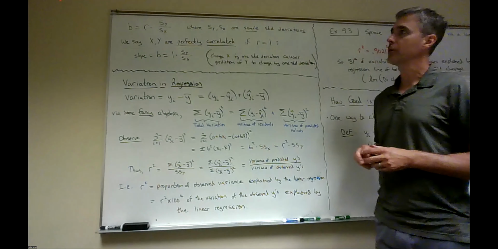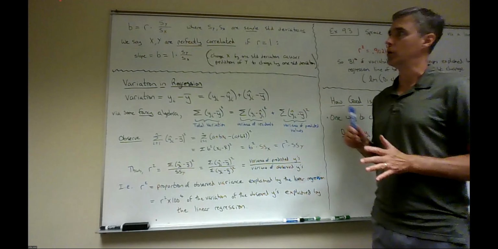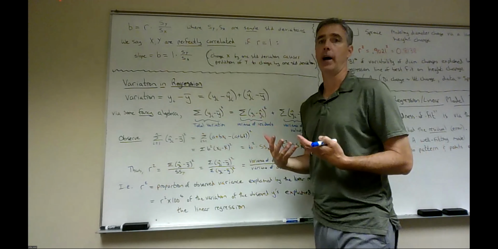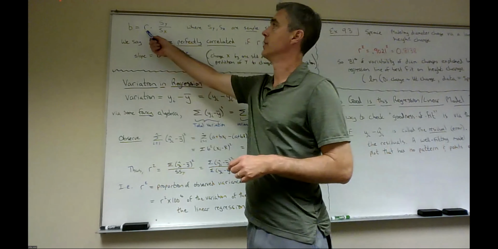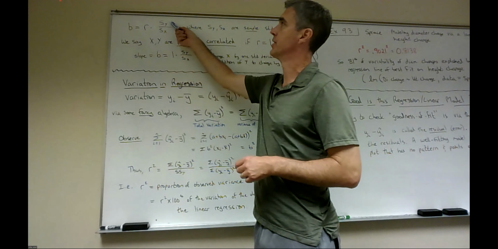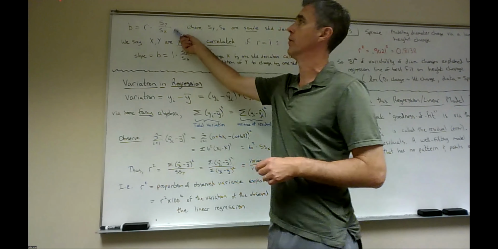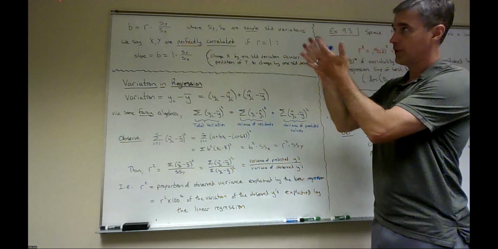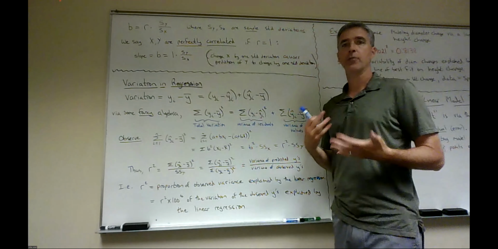All right, so if you recall from the end of the last video, b was the slope of our linear regression model. And we had it written as the correlation coefficient times the sample standard deviation of y over the sample standard deviation of x, okay?